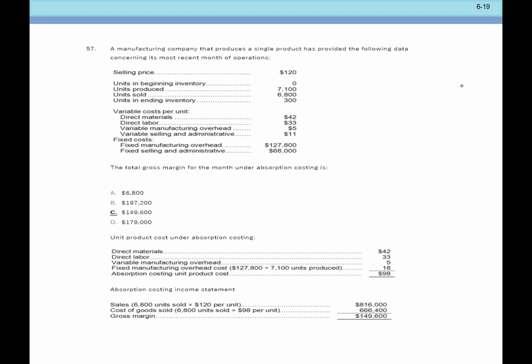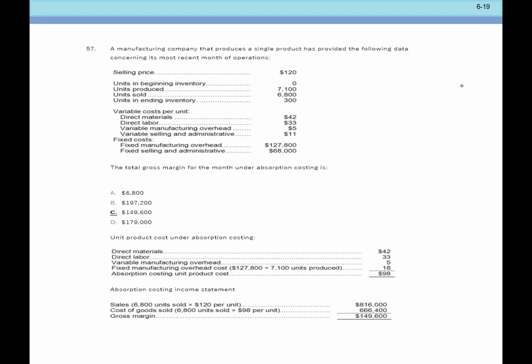6,600,400 is my cost of goods sold using absorption. If I'm using variable for my cost of goods sold, it's 6,800 units times what? Times $80 per unit. 6,800 times 80 is 544,000. Okay, so what's happened?